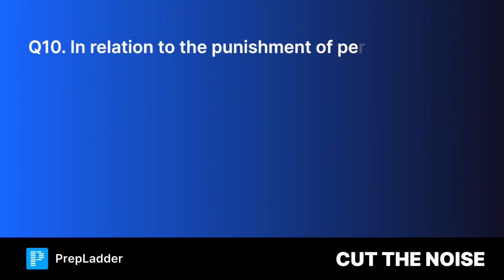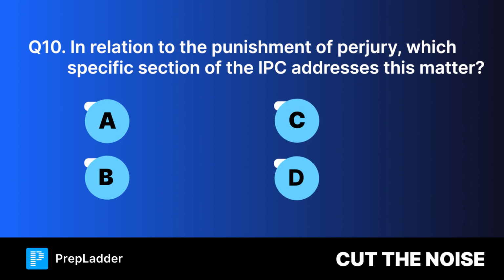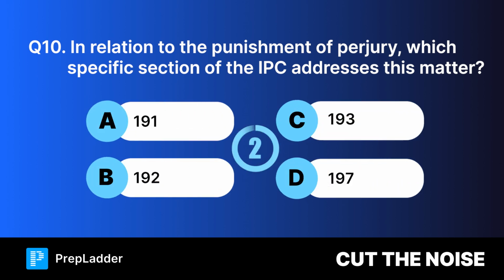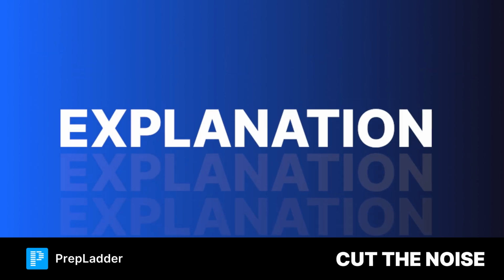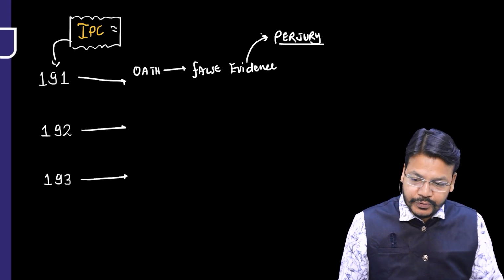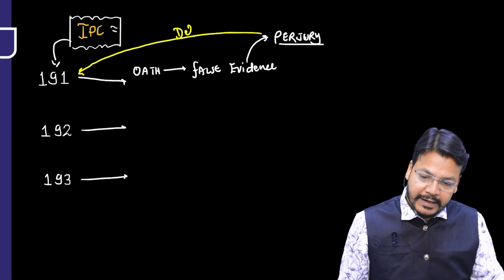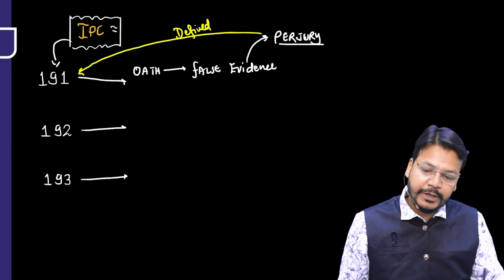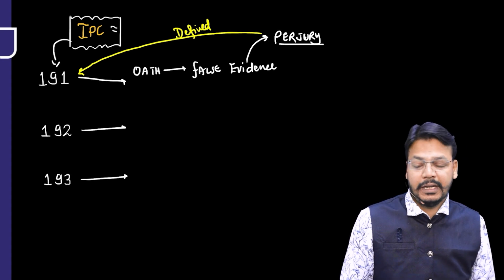Question 10. In relation to the punishment of perjury, which specific section of the IPC addresses this matter? Your options are. And the correct answer is 193. Here's the explanation. What is the definition of perjury? This is 191 IPC. So you can see perjury is defined under 191 IPC.